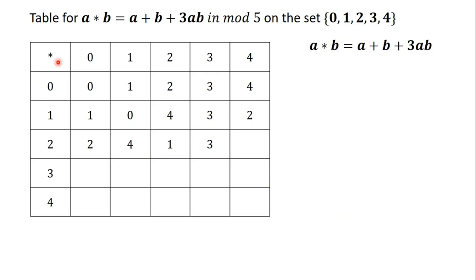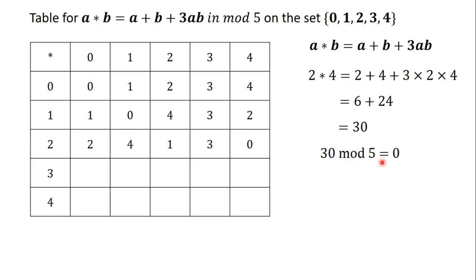The next one is 2 star 4. 2 star 4 is equal to 2 plus 4 plus 3 times 2 times 4. 2 plus 4 is 6. 3 times 2 times 4 is 24. 6 plus 24 is 30. 30 mod 5 is 0. Let's move on to the next rule.